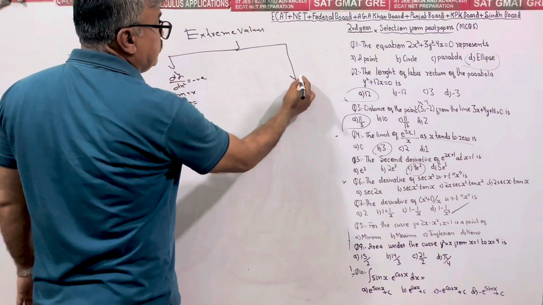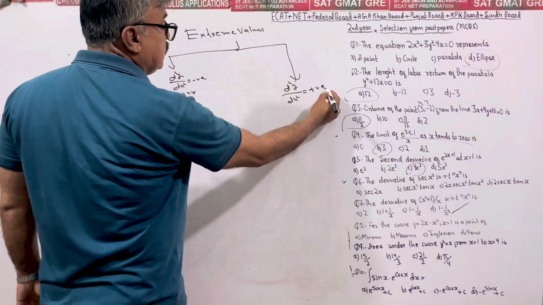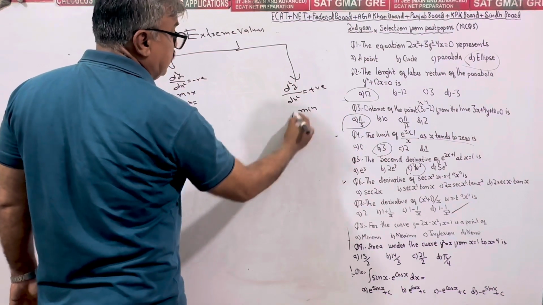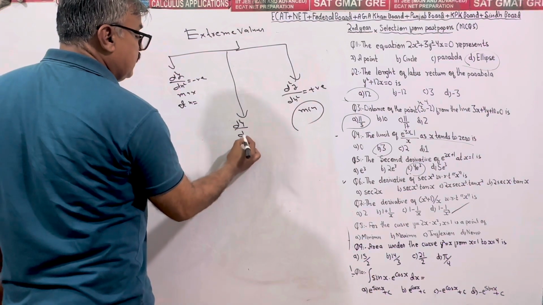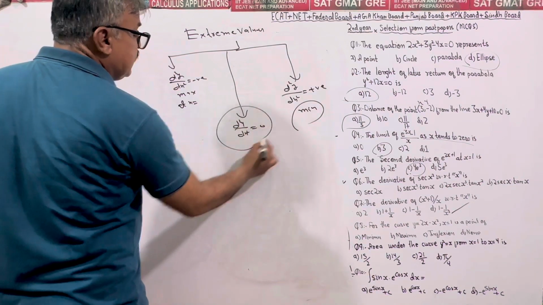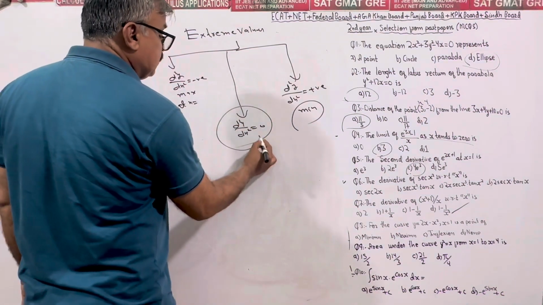If the double derivative is positive, it is the sign of min. If the double derivative is equal to 0, it's neither min nor max. It's known as a point of inflection.